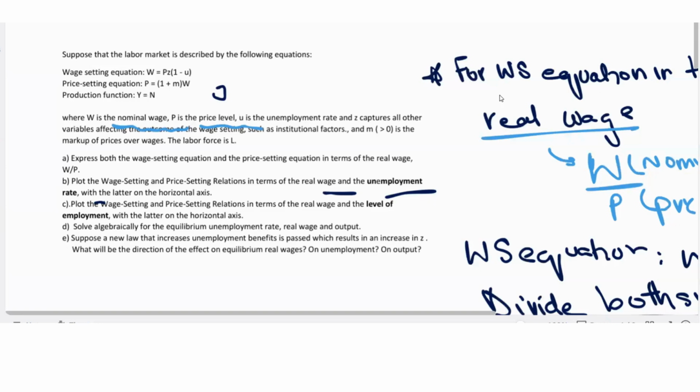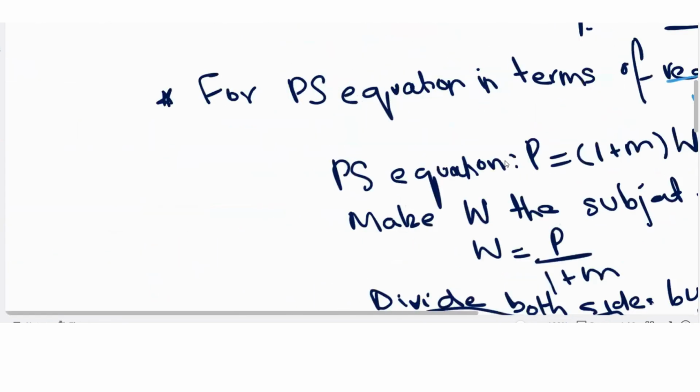By looking at this question related to the WSPS model, we were given that the labor market is described by the following wage setting and price setting equations, and we're given this production function. The first part asks us to rewrite wage setting and price setting in terms of the real wage. We did this over here.